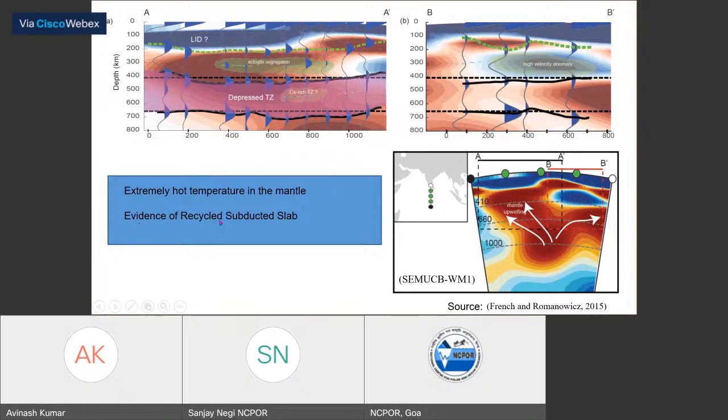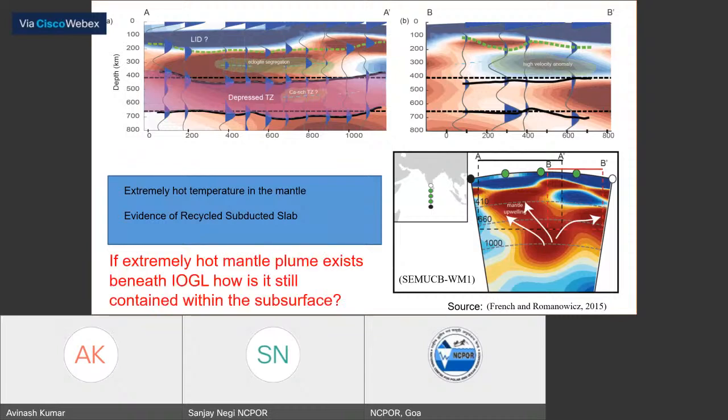slab. So both of these, the hot temperature anomaly and the recycling of the subducted slab, support the previous study, and the mantle upwelling can be inferred from the results which we have estimated from the receiver function analysis. These are two major striking things which we have estimated in the deeper part of this region, the IOGL region. If an extremely hot mantle plume exists beneath IOGL, how is it still contained within the subsurface? That is one of the questions that can be addressed in future studies. This is a question which I'll leave to the audience as well.